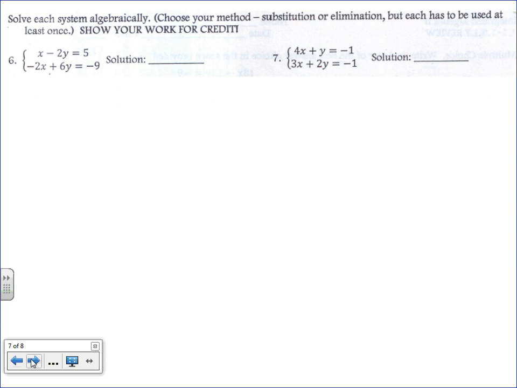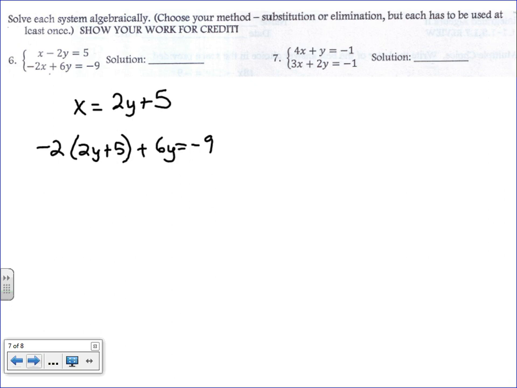I think a good method here might be x equals, move the 2y to the other side, 2y plus 5. So obviously, which method am I going to solve this by? Substitution. Is that the way you have to do it? No, you can just as well use elimination. But I wanted to use substitution just so I could show you here that if you use substitution, make sure you make the distributive property work for you.